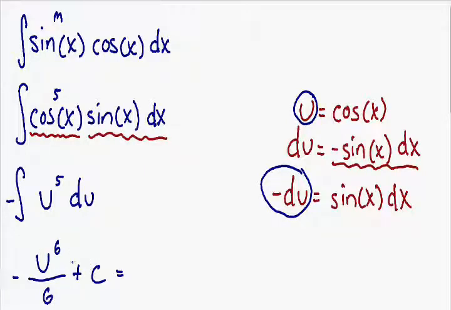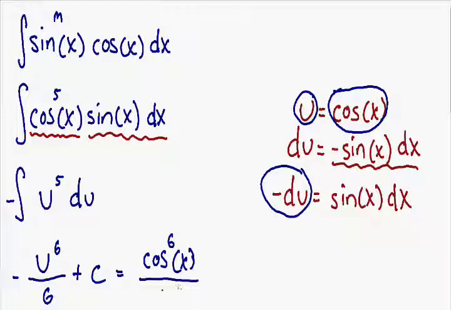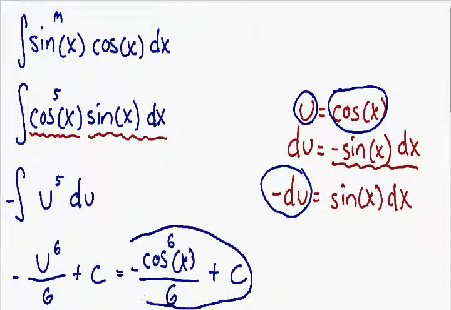So we know that our u is equal to the cosine of x. So instead of u to the sixth, we're going to put the cosine of x to the sixth, and this is all being divided by 6, and we can't forget about our negative sign in the front, and we can't forget about our constant plus c. So this is how you integrate a trig integral using U substitution. This is our final answer: negative cosine of x to the sixth over 6 plus c. And this is a fairly basic U substitution example.